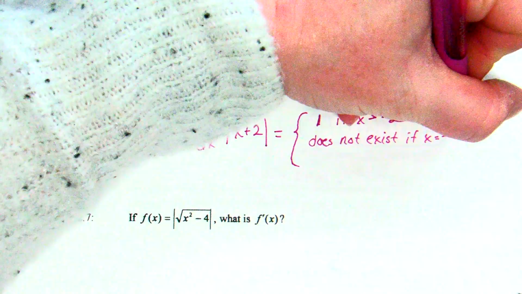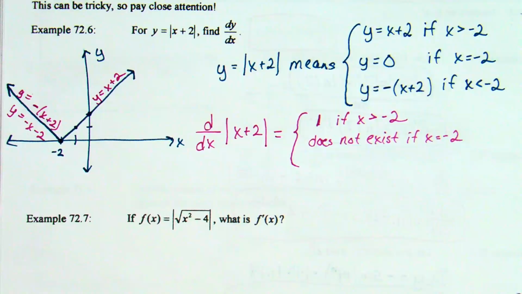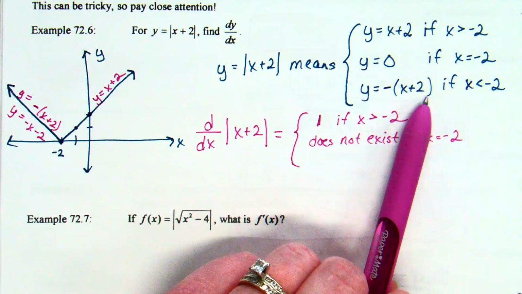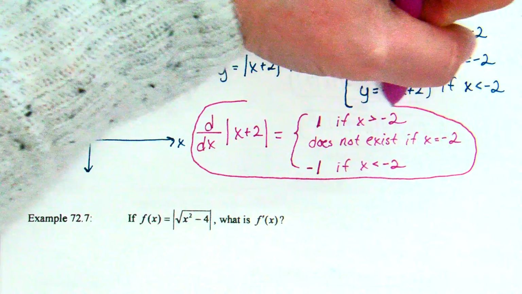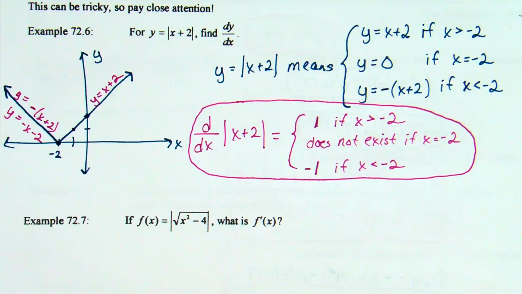And then lastly, what's the derivative of the negative of x plus 2? Negative 1. So the derivative is negative 1 if x is less than negative 2. So for derivatives of absolute values, you're using the derivative rules you already know, you just have to look at the pieces here.